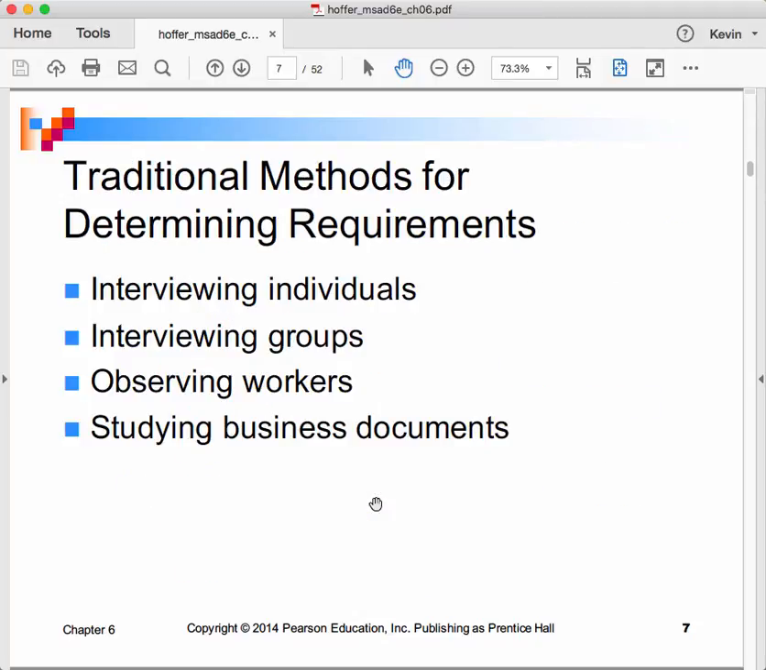So here are the traditional methods for determining system requirements. We could interview individuals. We could interview groups. There's something that's like interviewing, and we do talk about within the chapter, that we could do surveys. That's not typically face-to-face interaction, but it kind of relates to that. Another thing is we can decide to observe workers in the workplace. We can study documents that are in the workplace, and we can also study data that might be inside the system. We're not saying that here, but that's a point I'm going to be making later.